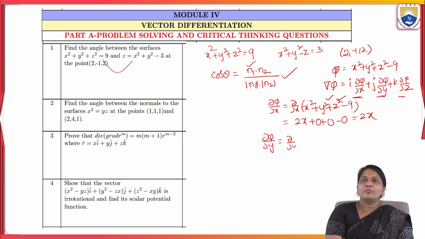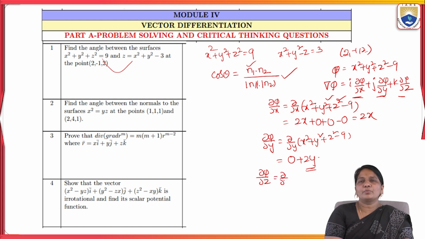Next one is ∂φ/∂y. That is ∂/∂y of x² + y² + z² − 9. Now the first term is 0 since it is a constant, the second term is 2y, and the third and fourth terms are also 0. So finally this value is 2y. Next, ∂φ/∂z, that is equal to ∂/∂z of x² + y² + z² − 9. So now the first term is 0, the second term is also 0, and the third term is 2z.